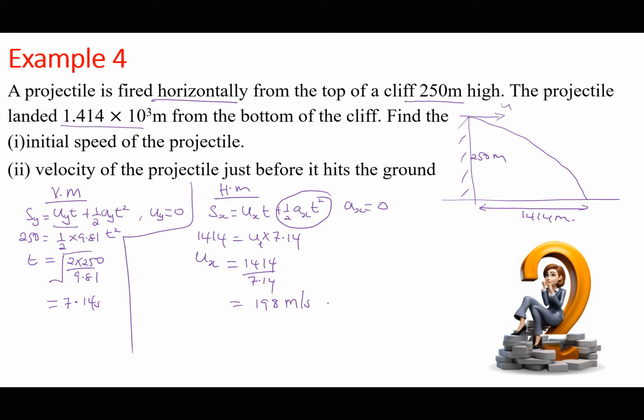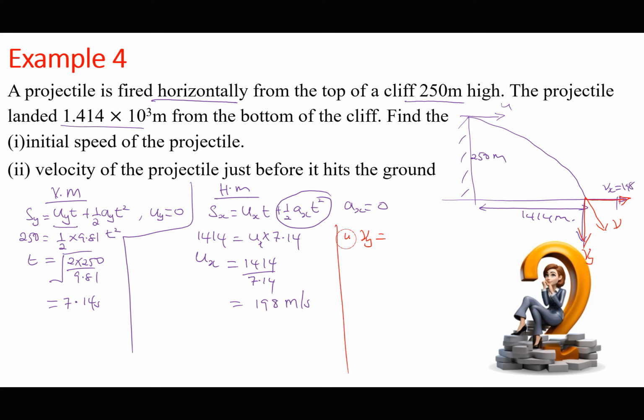Okay, then I'll find the velocity of the projectile just before it hits the ground. Remember, the velocity in the horizontal remains the same. So velocity here in the horizontal remains 198. It's the velocity in the vertical which changes. Let me change the color here. So at the point of hitting the ground, it has velocity in the horizontal, it has velocity in the vertical, and the resultant is the velocity with which it hits.